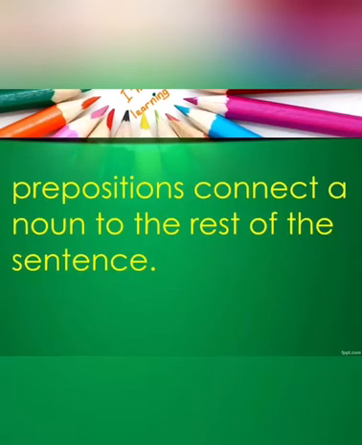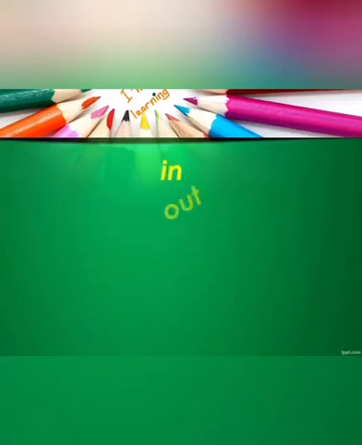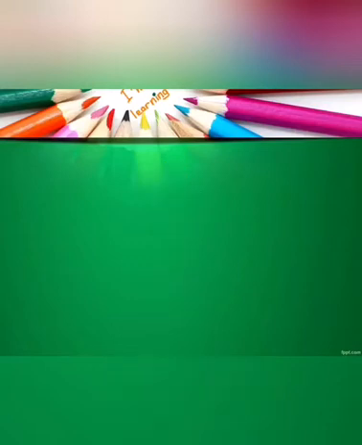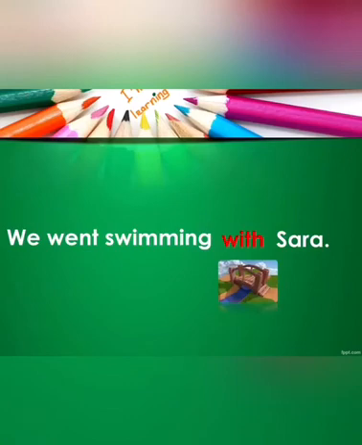Since we know that prepositions connect the noun to the rest of the sentence, we want to know what's the prepositional phrase. It's the part that usually answers where or when. Before we practice this on some sentences, I'm just going to remind you with some of the prepositions. In, out, on, off, by, and with, and you know lots more. Let's see the sentence. We went swimming with Sarah. So the word with is the bridge, and it connects the first part with the second part.